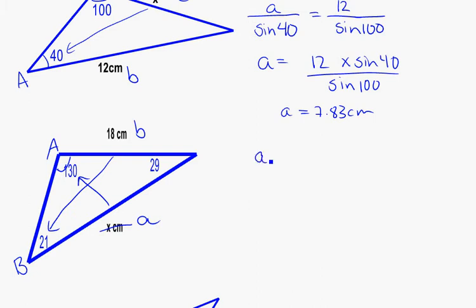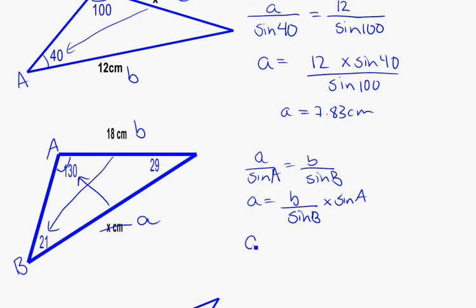So starting with what we know, just write the formula here. We can plug in the information that we've got, and if you prefer this way, you could actually memorize that, and call that little b over sine big B times sine of big A and put that into your calculator. So plugging it in, little a is equal to little b, which is 18, over sin of 21 times sin of 130 for big A.